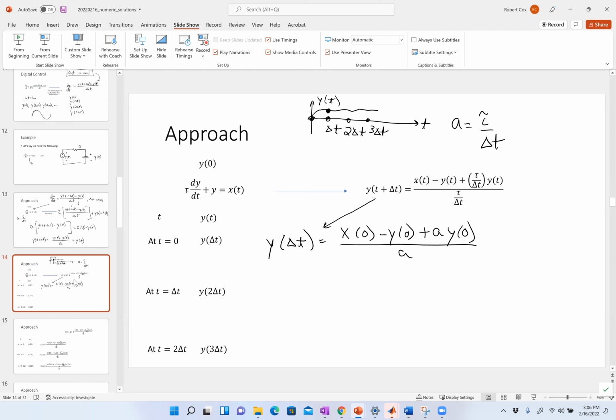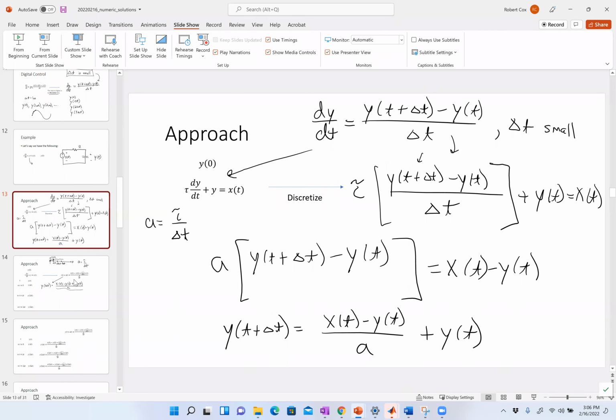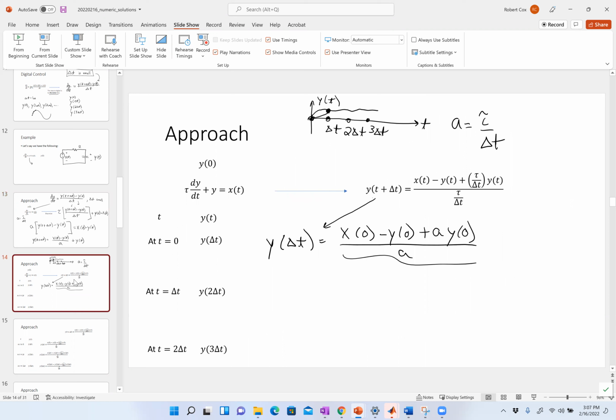At time t equals delta t, I can calculate the value of y using only the values at t equals 0, because I knew what the slope was. As long as my delta t was small enough, the differential equation told me that the value at time delta t depends only on whatever x was at the previous value and whatever the slope was at the previous value. So I can predict what the future value is going to be.